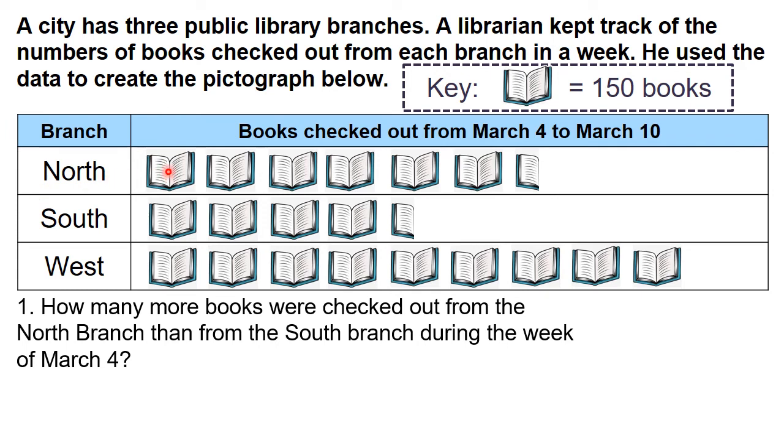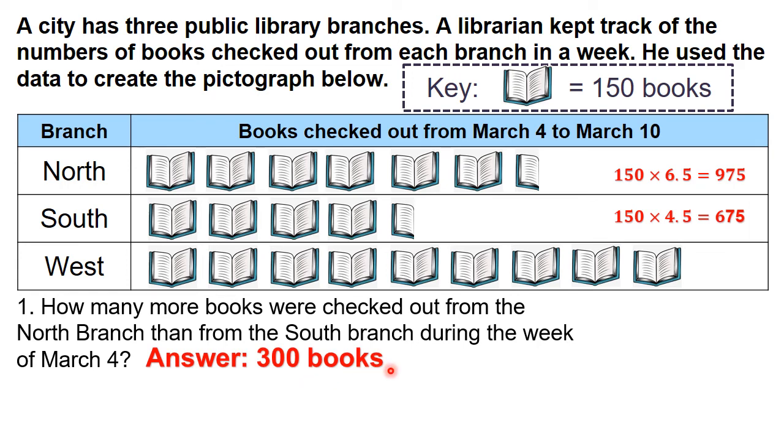So let us count. North, let's start with North. 1, 2, 3, 4, 5, 6, 6.5. So 150 times 6.5, we have 975. You may check it with your calculator. For the South, we have 1, 2, 3, 4, 4.5. So 150 times 4.5, we have 675. The question is, how many more books were checked out? That means we get the difference, 975 minus 675. Our answer is 300 books.